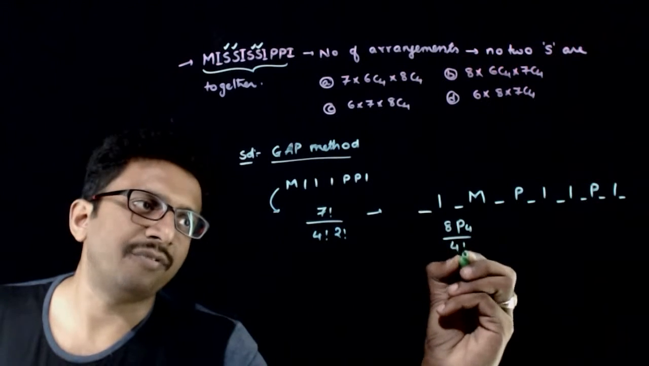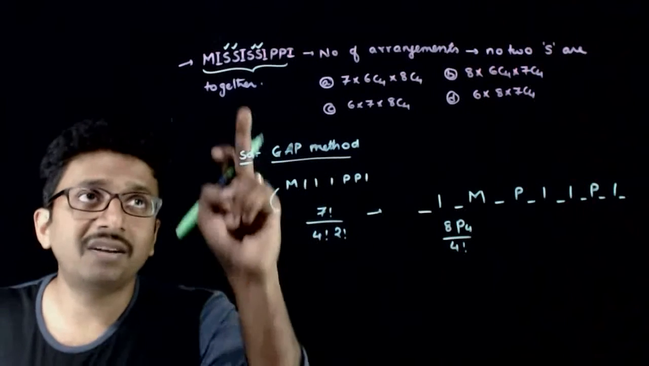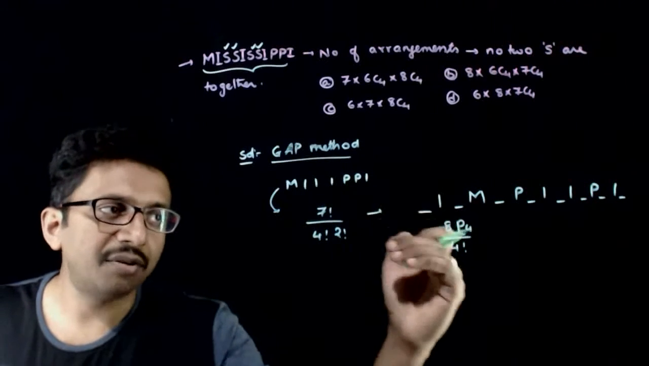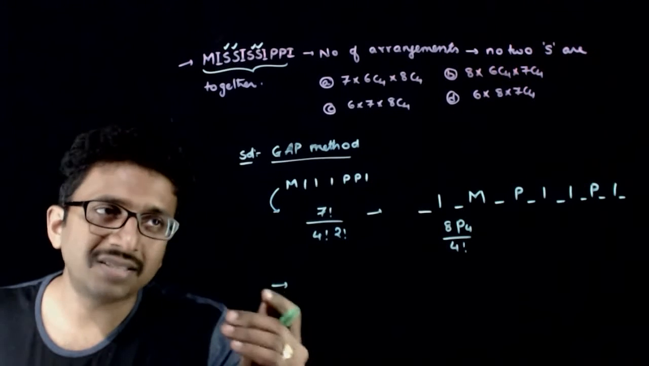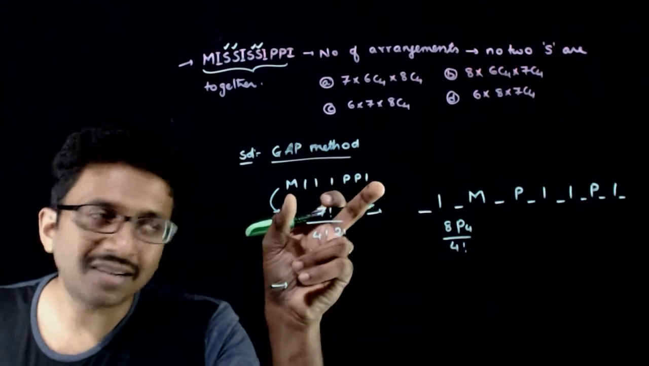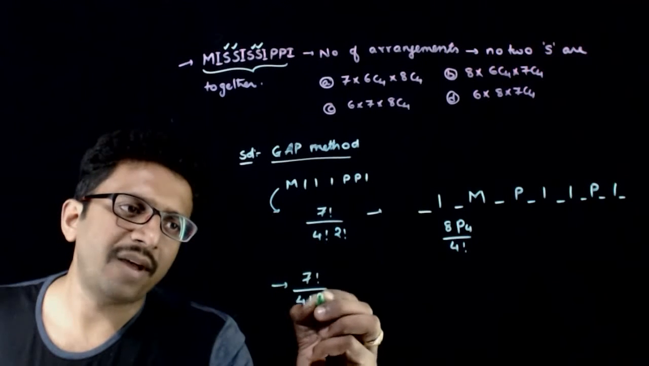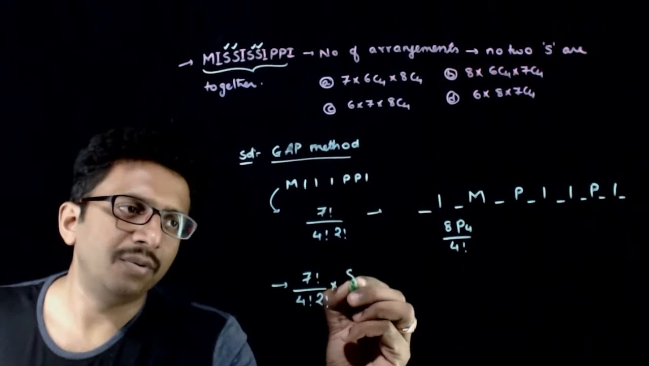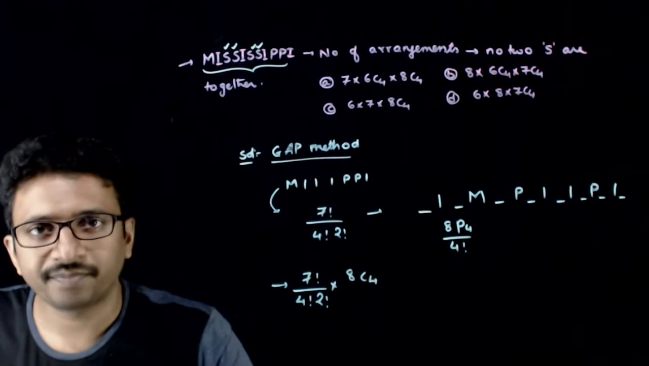8P4 by 4 factorial. The total number of arrangements is 8P4 for 4 objects, but the 4 objects are identical, so we have to divide it by 4 factorial. So the total number of ways in which I can arrange these letters as well as the S's is 7 factorial by 4 factorial into 2 factorial, into 8P4 by 4 factorial, which is 8C4.